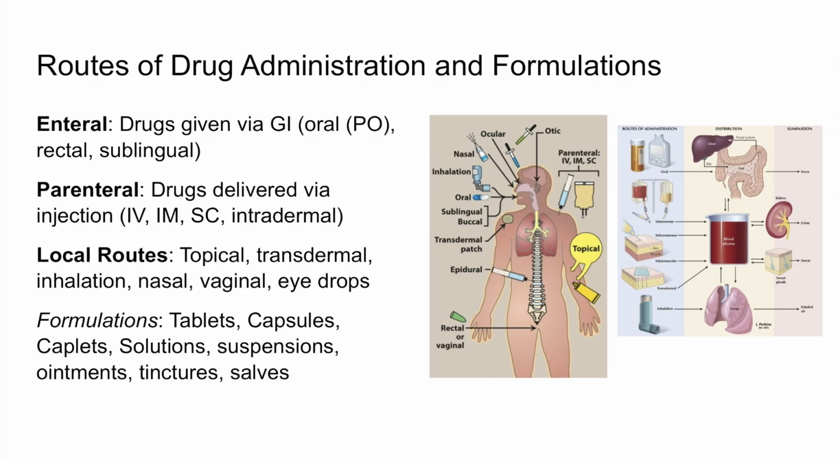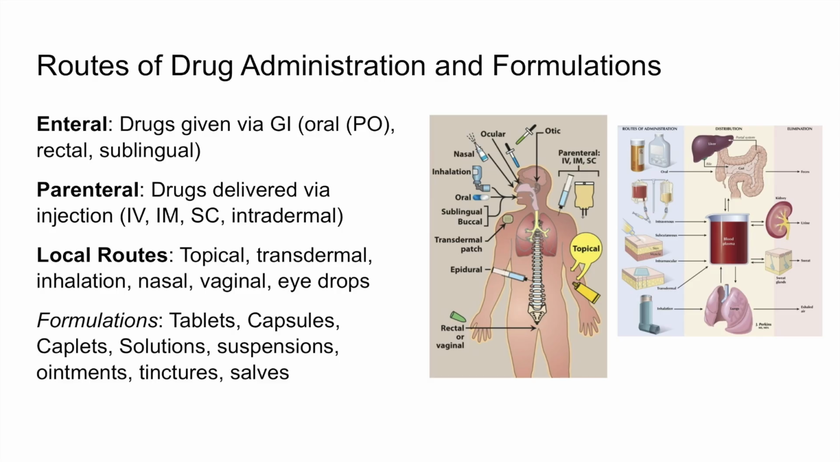Enteral routes include oral, rectal, and sublingual administration. Oral drugs are convenient but may be incompletely absorbed and often pass through the liver before reaching systemic circulation. Sublingual drugs are absorbed through the oral mucosa and largely avoid what's called first-pass metabolism. We'll get into it a little bit later.